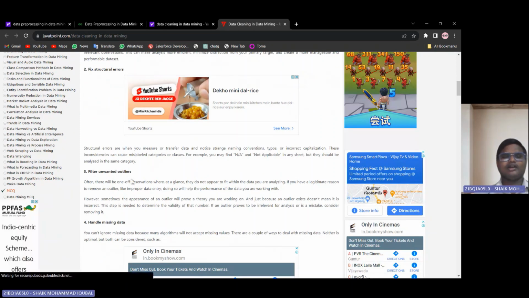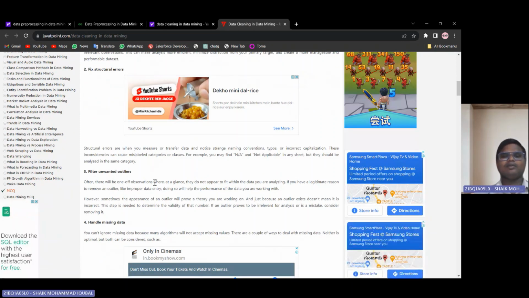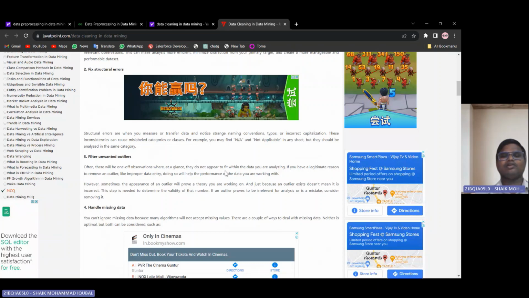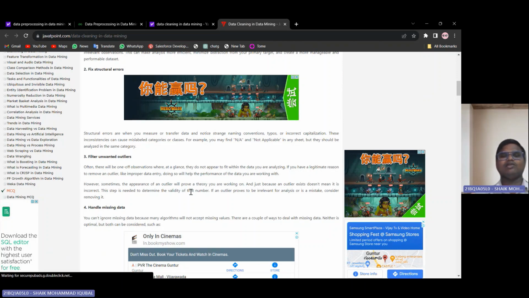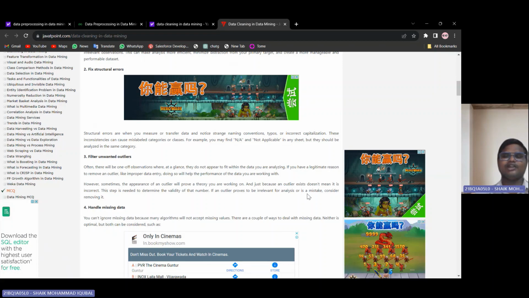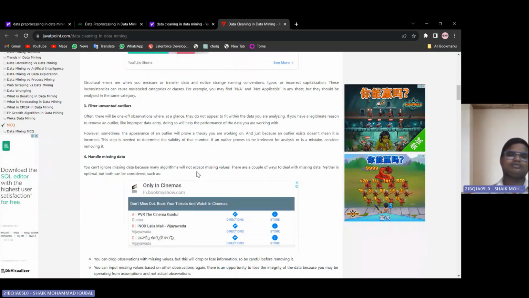Filter unwanted outliers. Often there will be one or a few observations that at a glance do not appear to fit within the data you are analyzing. If you have a legitimate reason to remove an outlier, like improper data entry, doing so will help the performance of the data you are working with. However, sometimes the appearance of an outlier will prove a theory you are working on, and just because an outlier exists doesn't mean it is incorrect. This step is needed to determine the validity of the number. If an outlier proves to be irrelevant for analysis or is a mistake, consider removing it.